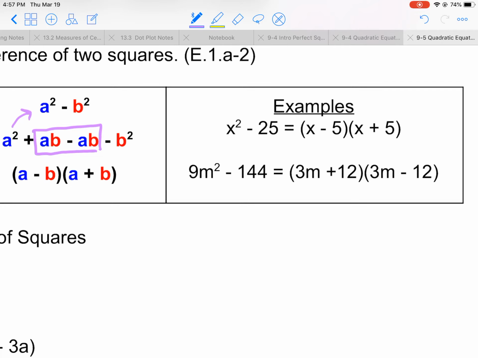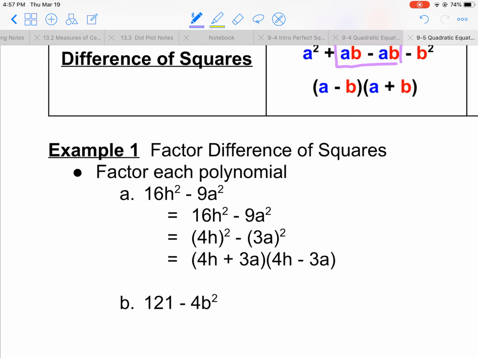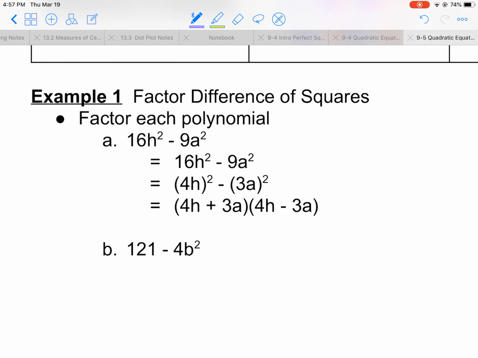Same thing here. My negative 36x plus 36x goes away, and I'm left with 9m squared minus 144. So, to factor the difference of squares, I'm going to take the square root of both of my terms. The square root of 16h squared is 4h, and then the square root of 9a squared is 3a.